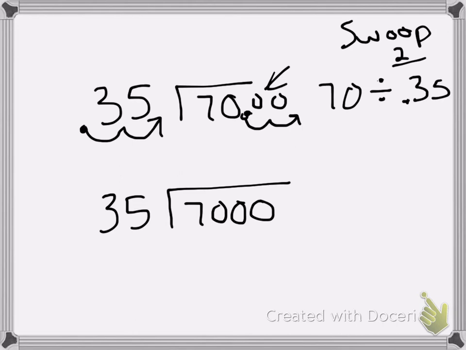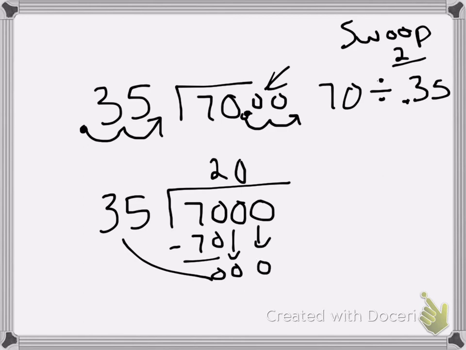35 does go into 70 2 times, and that's 70. Subtract, get 0, 0. 35 goes into 0 times. 35 goes into 0 times. Okay? Don't forget to keep those zeros up. If you've already zeroed out, in your division, you have to make sure that you have those placeholders there. So the answer to that question is 200. Okay?